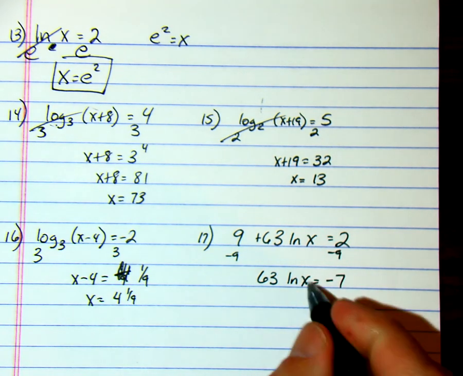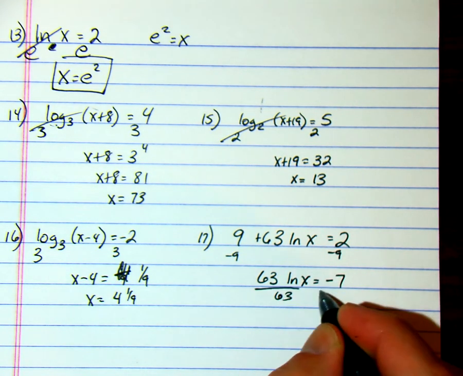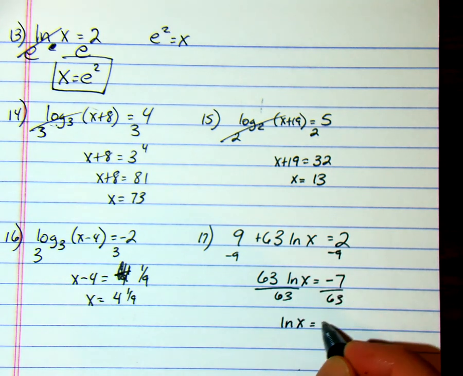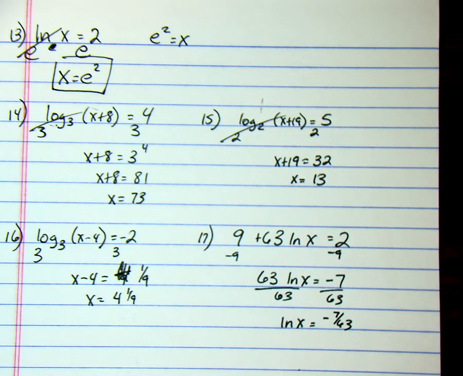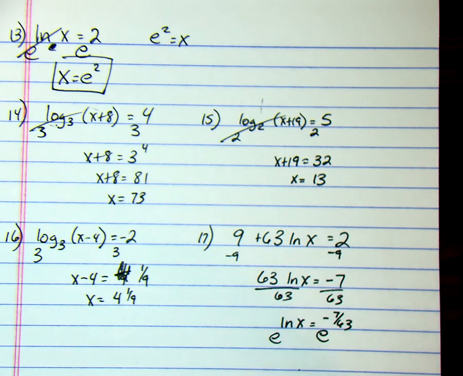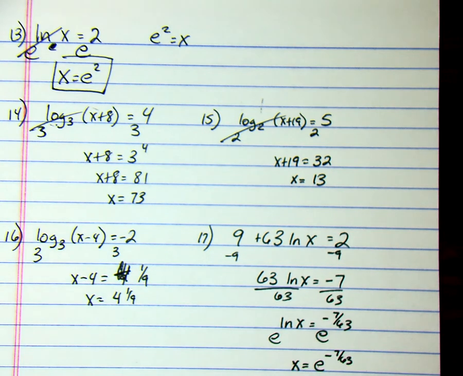And so we're going to get this log all by itself. So we're going to divide by the 63. And so we get the natural log of x is equal to negative 7/63. And here again, we have to know we have a base of e, so we're going to exponentiate both sides. And I think we have to have exact form. Type an exact answer. Yes, we do. So e to the negative 7/63. That is going to be my exact answer.